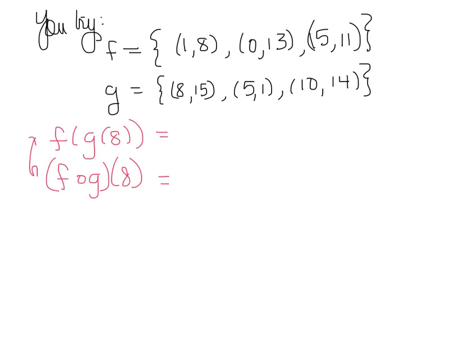Okay, so if I'm going to do this, I'm going to just go ahead and do it out. This becomes F of the G of 8. I need to figure out what G of 8 is. G of 8 is right here. Here's the 8 going in, and here's the 15 coming out. So now I can replace G of 8 with 15. Now I have to figure out F of 15.